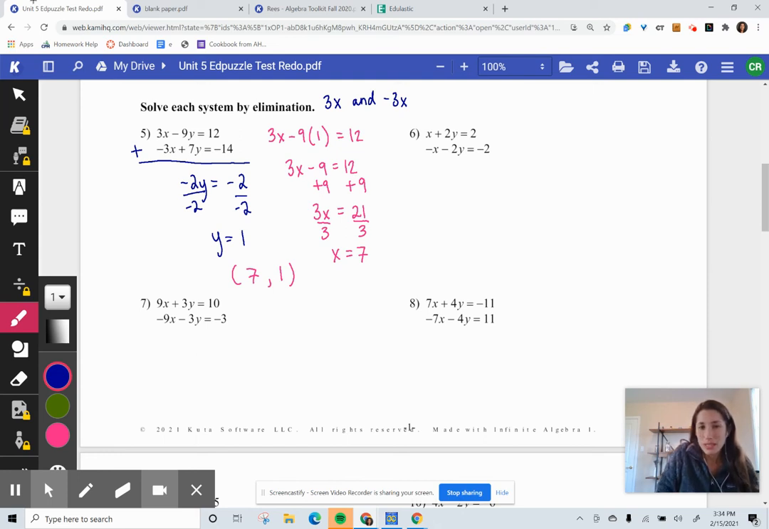So noticing here, x and negative x, those are exact opposites, and so are my y's. So let's see what happens if we add everything together. X, negative x is 0. 2y minus 2y, that's 0. 2 minus 2, that is 0. So remember, this is a true statement. We would call this infinite solutions when it creates a true statement.